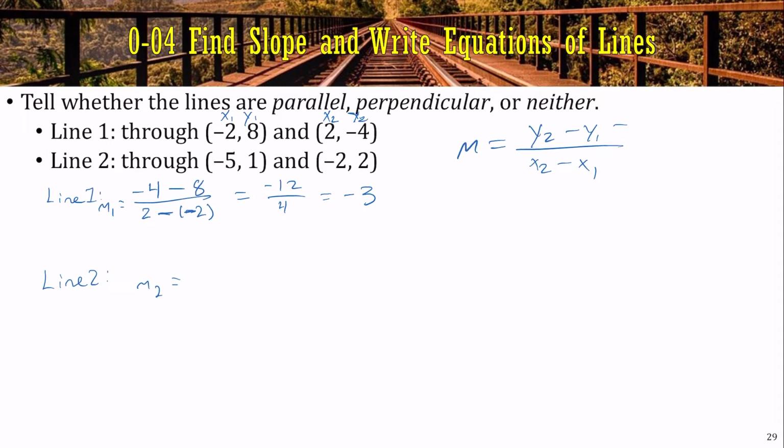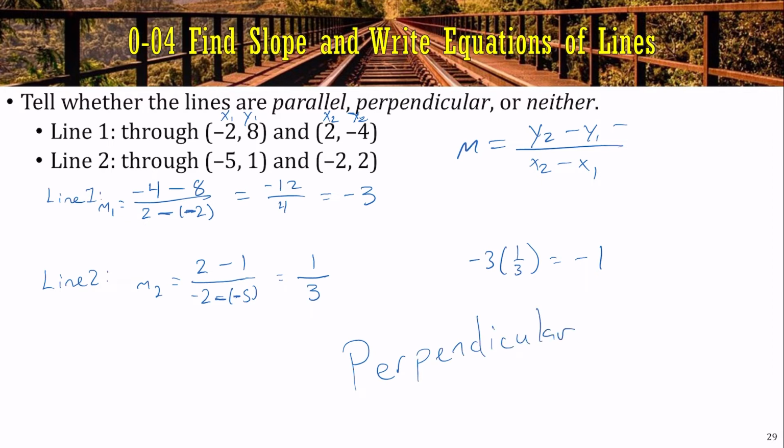Line 2, I'll call it slope 2. y2 is 2, y1 is 1. x2 is -2, x1 is -5. Looks like it's 1 over, minus a negative is plus, so -2 plus 5 is 3, 1/3. All right, so you can look at those and say, they are negative reciprocals. One's negative, the other's positive, and they are reciprocals. Or, if you'd like, if you multiply them together, you get -1, which means they are perpendicular.